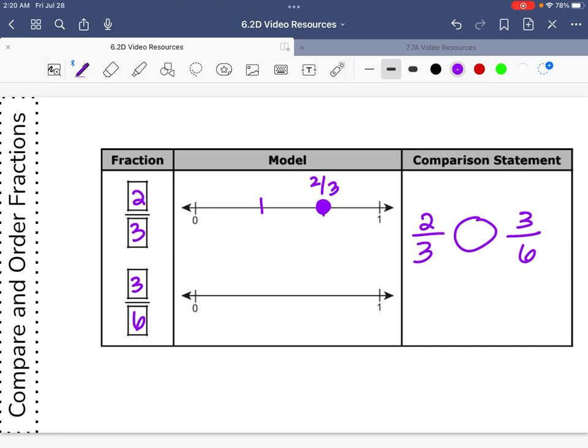For 3/6, I need to partition my number line from 0 to 1 into 6 pieces. So I'm going to cut it in half first and then break it up into 3 pieces on each side. And I'm going to find 1, 2, 3. So that is where 3/6 will be. And looking at my number line, I see that 2/3 is greater than 3/6.